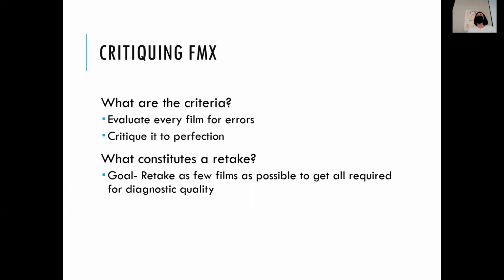We have to talk about the difference between critiquing for errors and then deciding what needs to be retaken, like what constitutes a retake. The goal is to retake as few films as possible. When we take a set of 4 bite wings or an FMX, there could be errors all over the place, but it's still diagnostic and we don't need that many retakes. So we have to determine that. There are 2 different categories. Retakes to actually expose the patient again to get something that we're missing is totally different from just critiquing for errors.